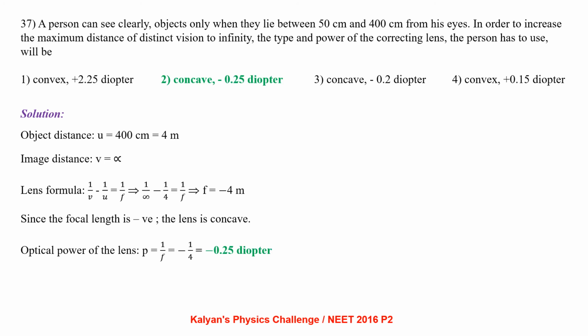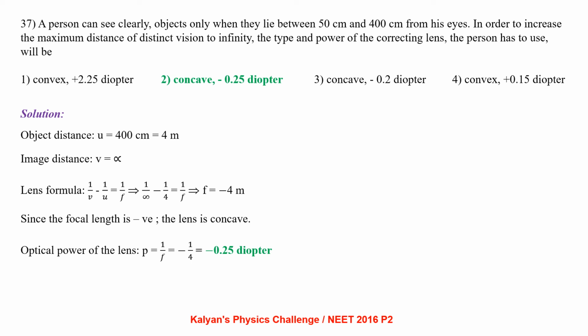A person can see clearly objects only when they lie between 50 cm and 400 cm from his eyes. In order to increase the maximum distance of distinct vision to infinity, the type and power of the correcting lens the person has to use will be?